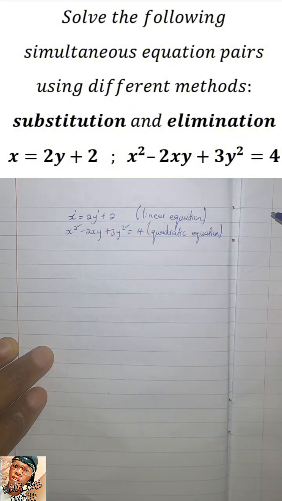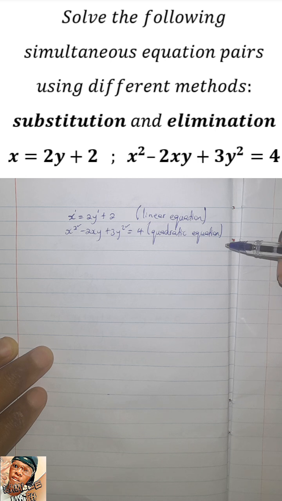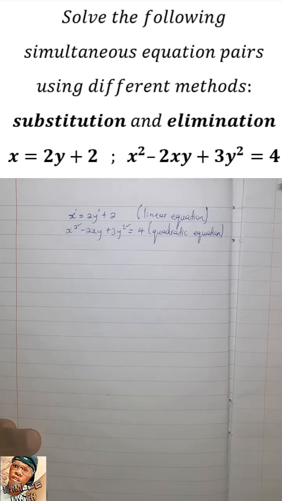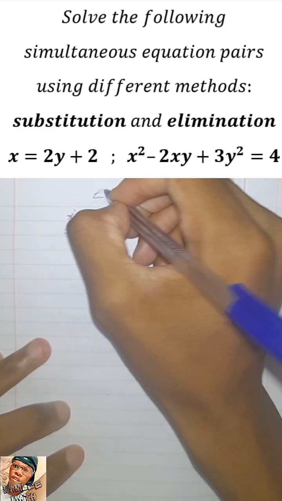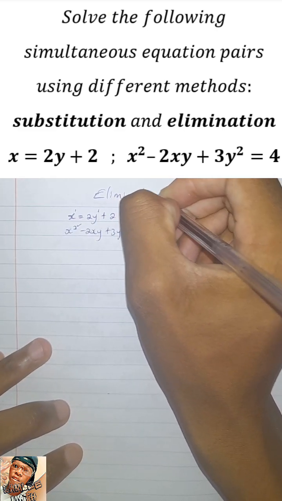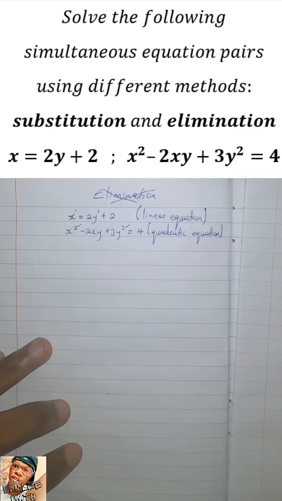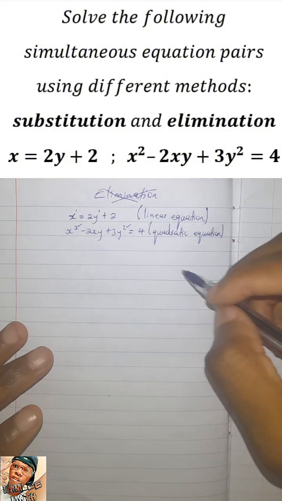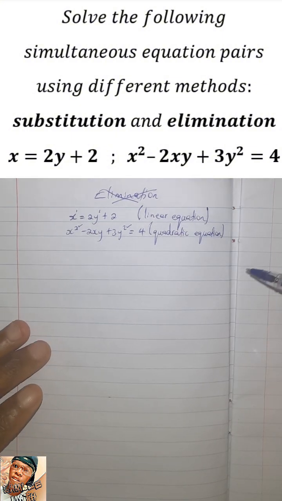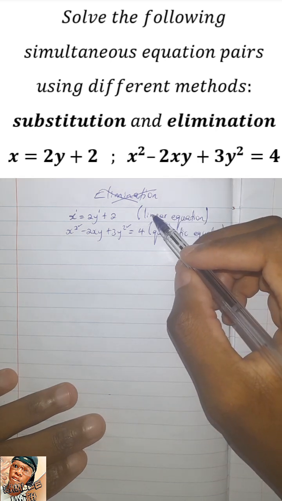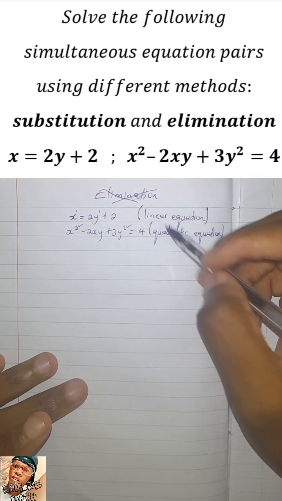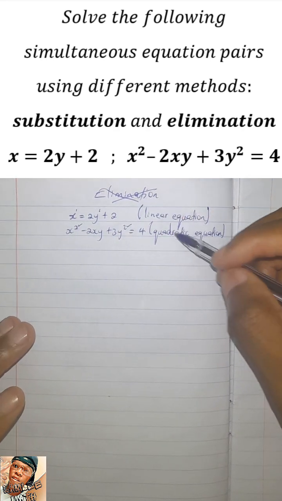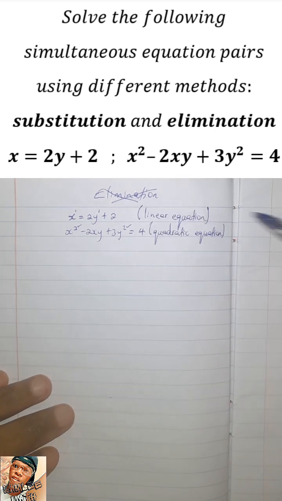So that's a quadratic equation. So when we have two different types of equations, we cannot use the elimination method. However, if these equations were the same type, meaning we had both linear equations or both quadratic equations, then we're going to be able to utilize the elimination method. But because in this case we don't have the same type of equations, we cannot utilize the elimination method.